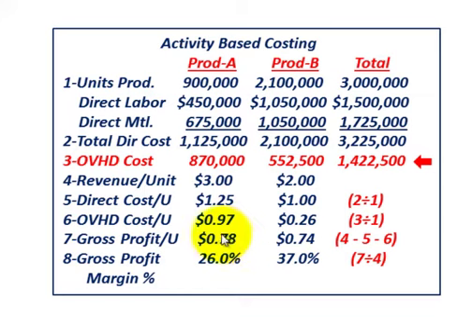And then our gross profit per unit here, well, that's taking our revenue per unit here, and then we'd have to subtract out our direct cost per unit and our overhead per unit here. So you're going to get a gross profit per unit here. And then the gross profit as a profit margin or as a percentage here, that's just taking the gross profit per unit here divided by the revenue per unit here to see what that is. So that, in this case, for product A, it was 26%, product B, 37%. Okay, so that is what our costing would be for activity-based costing.